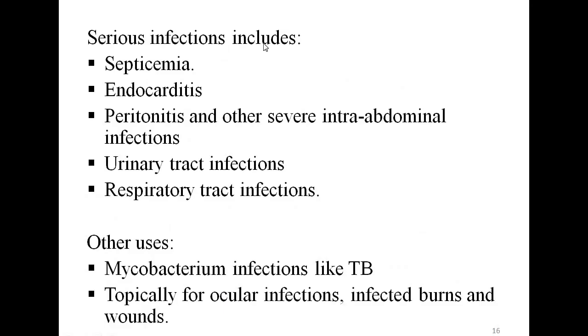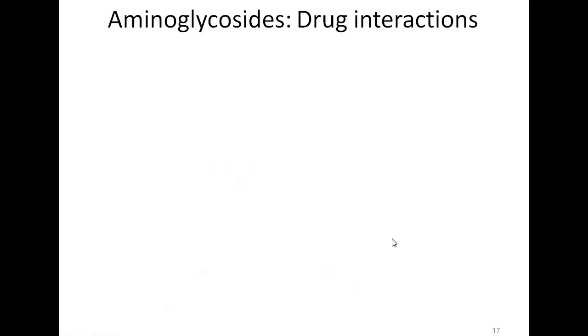Some of the serious infections which are indications for aminoglycosides include septicemia, endocarditis, intra-abdominal infections, peritonitis, urinary tract infections, and respiratory tract infections caused by susceptible organisms. Streptomycin is almost exclusively used in treatment of tuberculosis. It's one of the first-line drugs, and is used topically for eye infections, infected burns, and wounds.